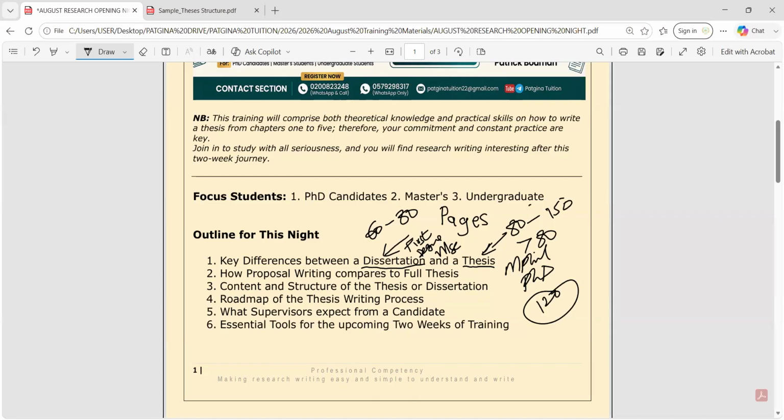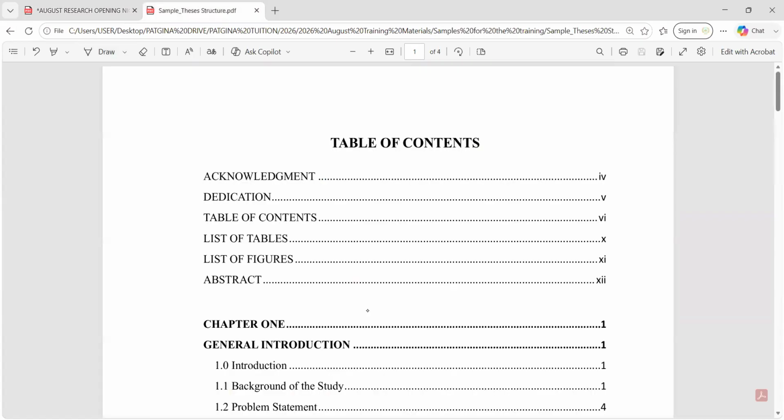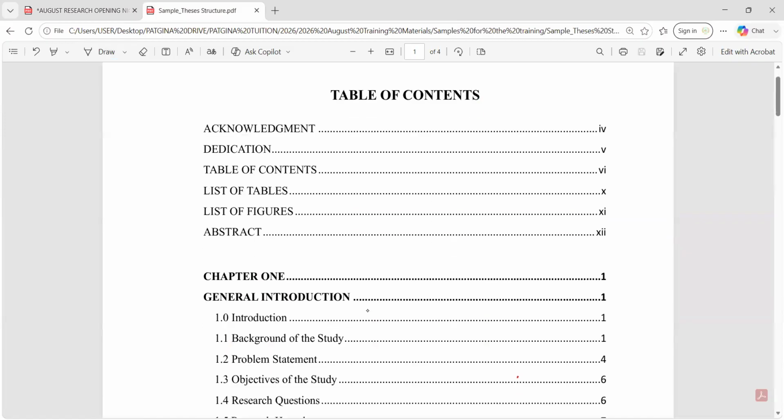Then I base on that to teach you the proposal. So let me show the thesis structure. Here is a table of contents for your thesis. The acknowledgement is about giving thanks to Almighty God, thanking your supervisor and others who deserve acknowledgement. Dedication is about whom you are giving your work to.